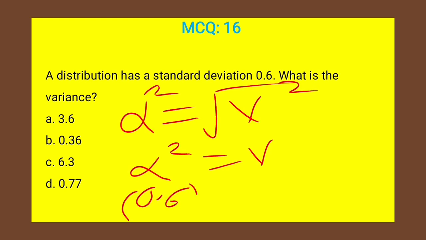0.6 all squared should give me the variance. So your answer should be in that. When I take the square of 0.6, I'll get option B, which is 0.36 as my final answer in that case. So that is how we calculate variance. Always, to find the standard deviation, just take the square root of the variance, and to find the variance, just take the square of the standard deviation value, and you get that.